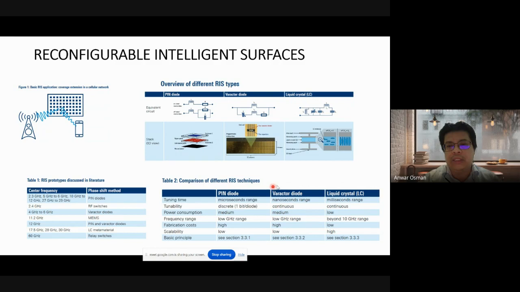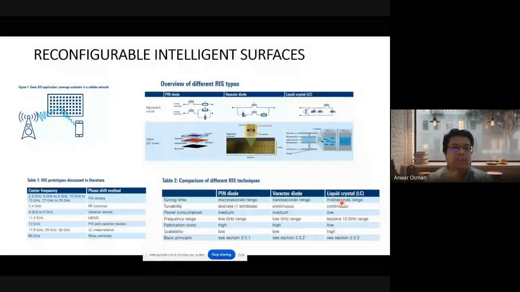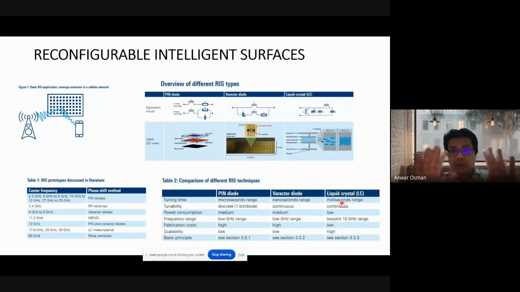If you use a pin diode, varactor diode, or liquid crystal. Liquid crystal is something that you can see in glass. It's transparent, so you can put it in the bus, the train, in the building, right? So it will not look a bit different. It will look natural, but it can still behave like a RIS to reflect the signal intelligently.